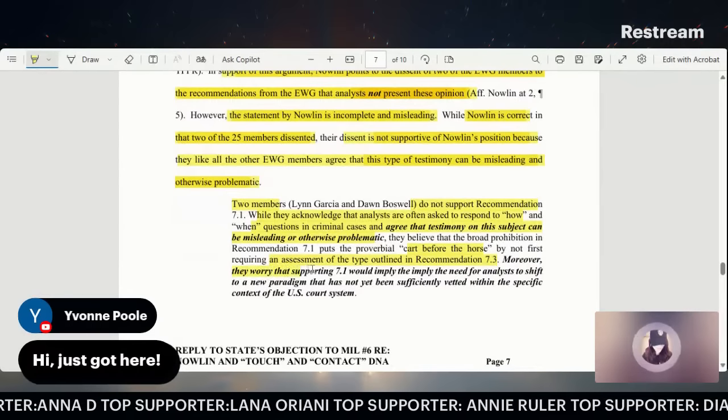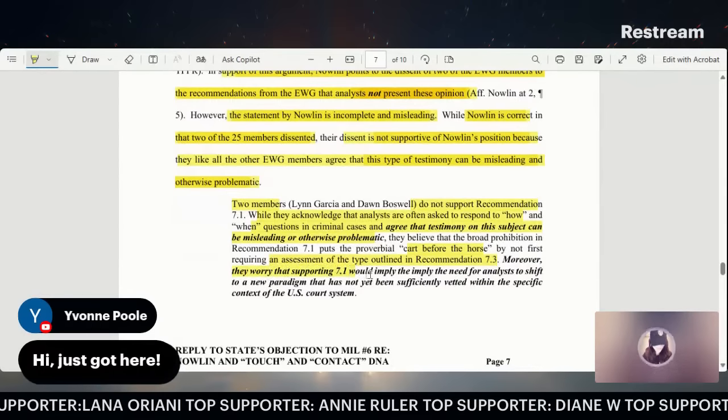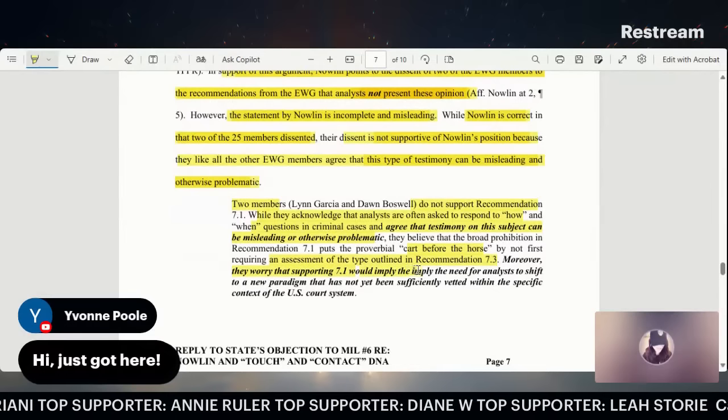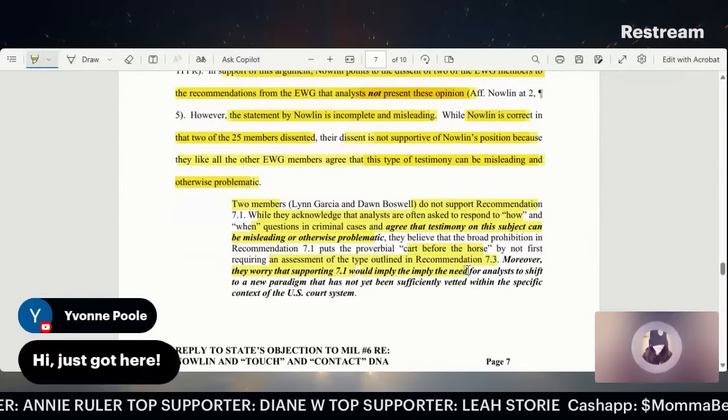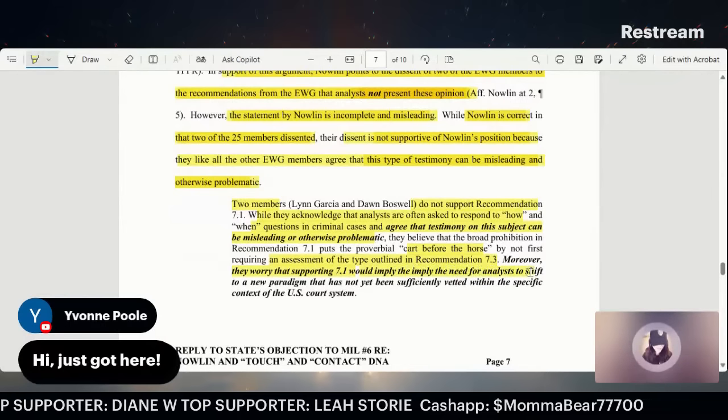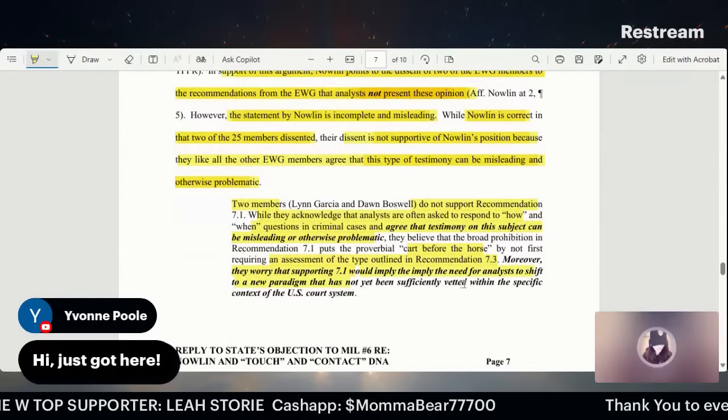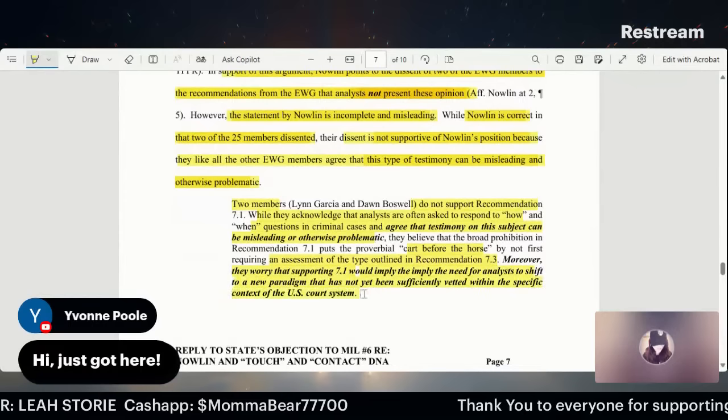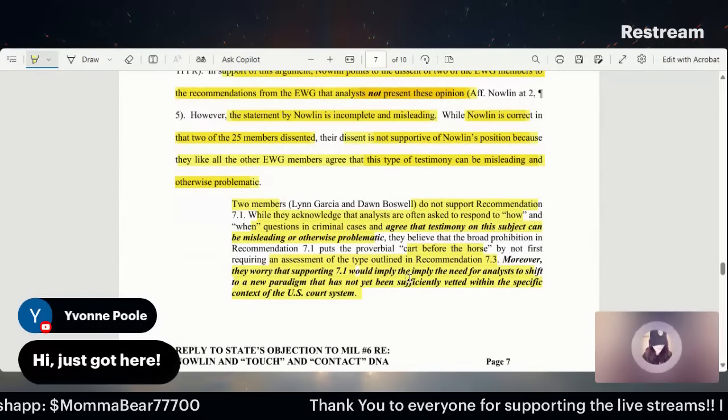Moreover, they worry that supporting 7.1 would imply the need for analysts. I think this is a typo. Oh my God. Brain's gonna explode.